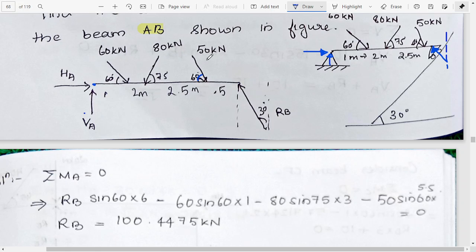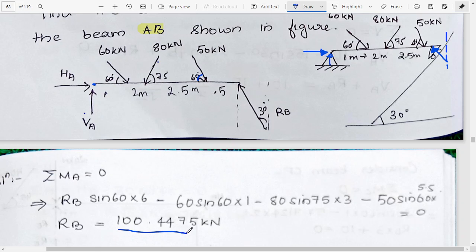Then we have minus 50, because it is in downwards direction, and minus 50 sine 60 into 5.5, minus 80 sine 75 into 3, minus 60 sine 60 into 1 is equal to 0. From that we'll get the value of RB to be equal to 100.4475 kilonewton.